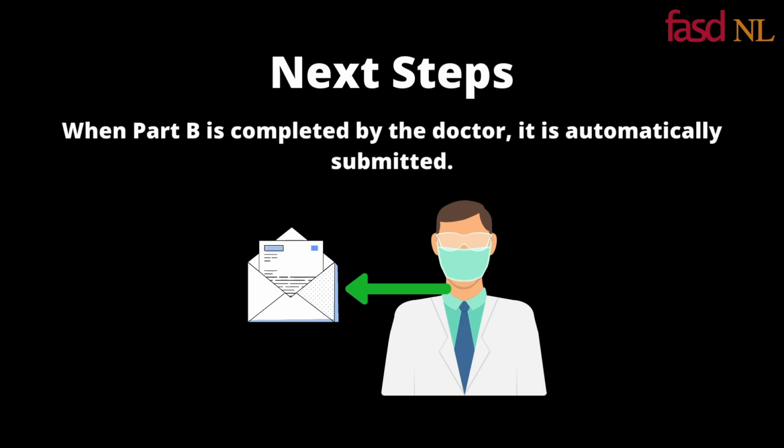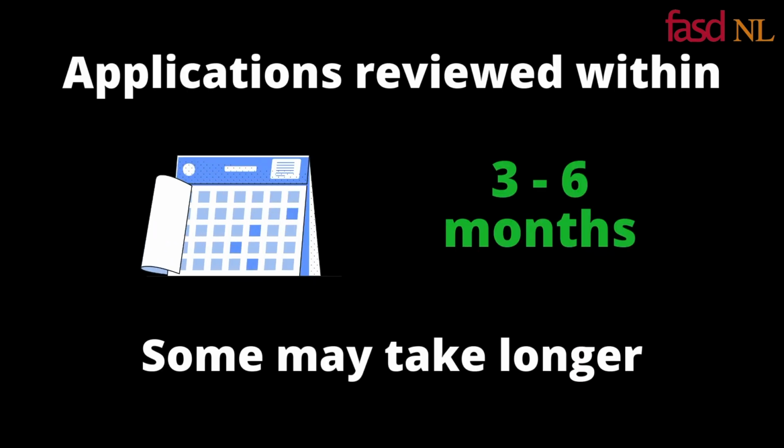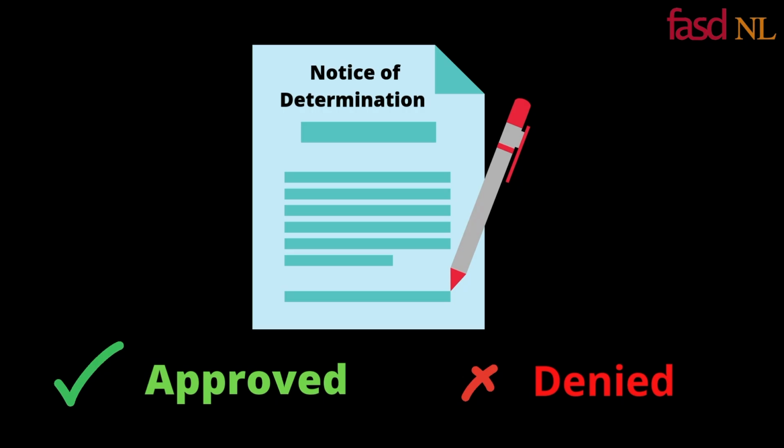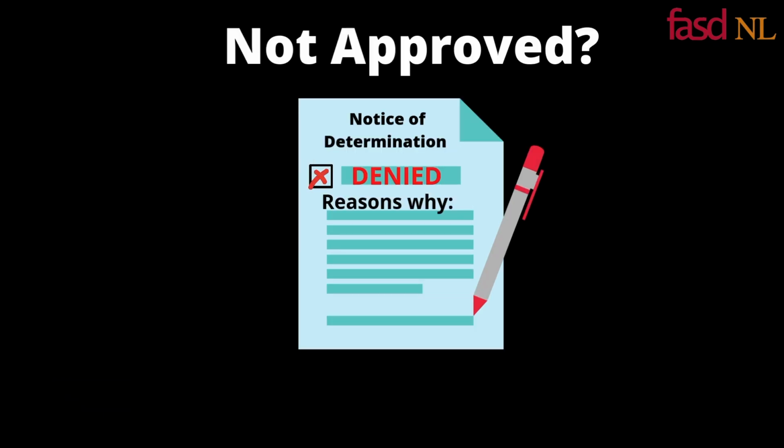Once everything is submitted, you can expect your application to be reviewed within 3 to 6 months. Some applications may take longer than that if they are complex or if supporting documentation is needed. You can see the status of your application under the Progress Tracker section of your CRA My account. When a decision is made, you will receive a Notice of Determination. If your application is denied, your Notice of Determination will explain why.